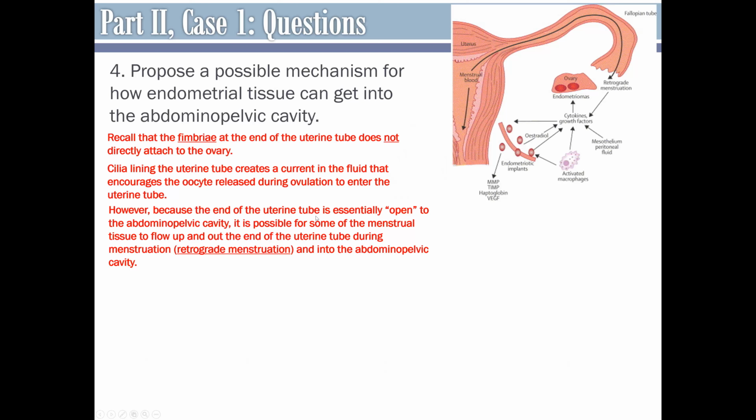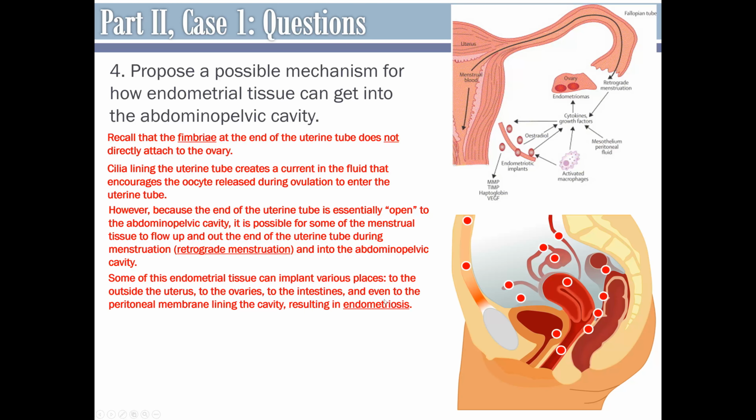However, because the end of the uterine tube is essentially open to the abdominopelvic cavity, it is possible for some of the menstrual fluid during menstruation to flow up the uterine tube and out of the end of the uterine tube and into the abdominopelvic cavity. This process is called retrograde menstruation, because instead of going downward and out the vagina like it should, it is going back up through the uterine tube and out the end into the abdominopelvic cavity.